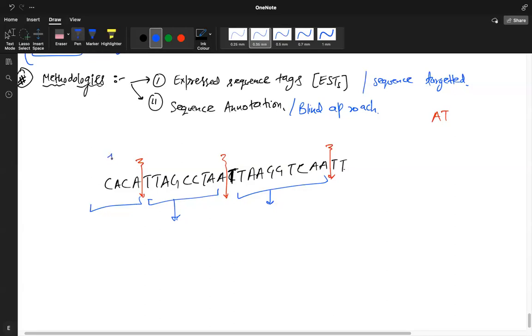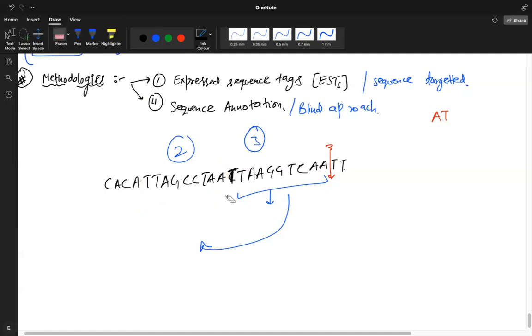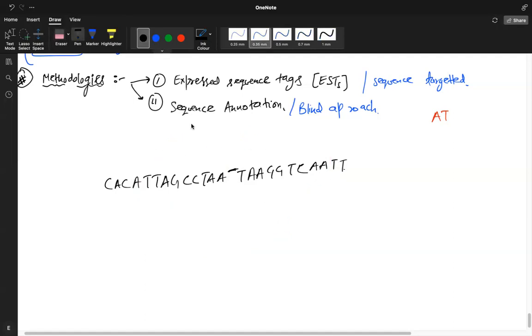So how will we say that this was 1 and this was 2 and this was 3? Once you have cut it, the mistake you can make is to take this as first, this as third, and this as second. Then you will mess up the whole genome. So that's why you need overlapping. So how they will cut is like this. Let me give you an example. Let's take the same sequence and see how cutting happens.